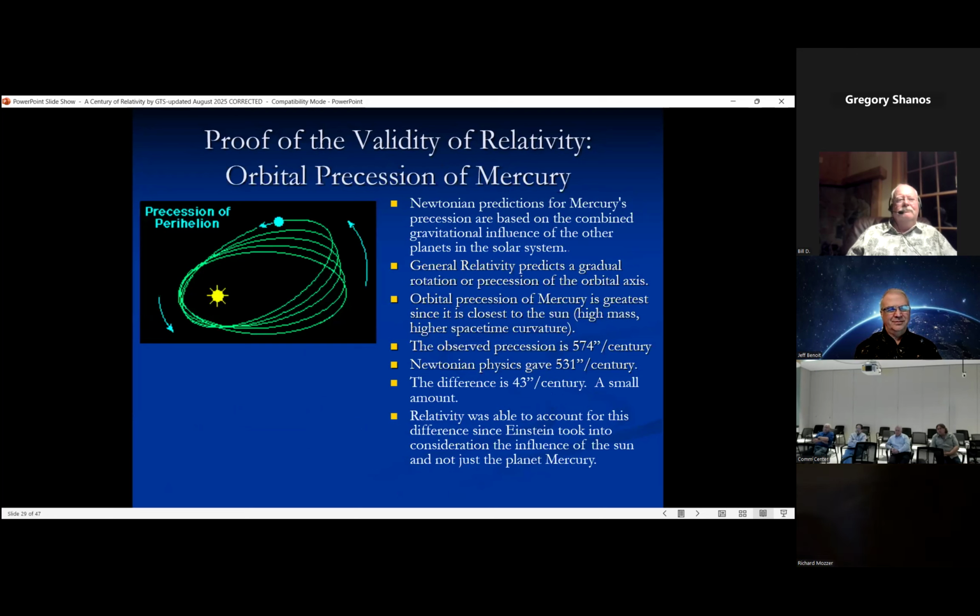Now, proof of relativity, let me go quicker here. Orbital precession of Mercury is given as a classic case. Newton's prediction differs from observation by 43 arc seconds per century in the orbital precession, and relativity accounted for this exactly. Precession is when the orbit doesn't repeat exactly the same; it moves a little bit each time. So that little movement is 43 seconds per century.